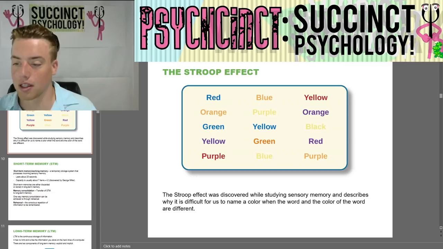So, you have the word red, but it's in the color blue. Or the word green in the color blue. Yellow, but it's in the color purple. It's hard for you to process that.